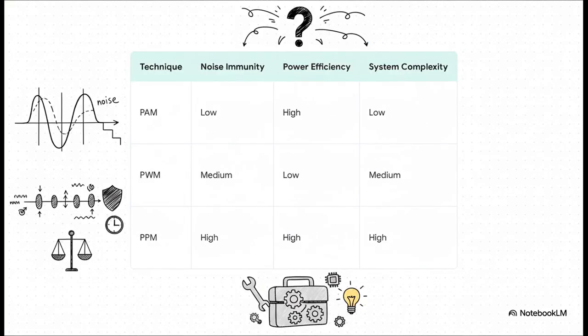So which one do you pick? Well, like everything in engineering, it's always about the trade-offs. PAM is the simplest to build, but since all the information is in the amplitude, it gets clobbered by noise. Now, PPM is the most complex, but it's incredibly tough against noise, because the receiver only cares about when the pulse shows up, not its shape. As the system designer, you have to weigh these things: cost, complexity, noise, for your specific application.